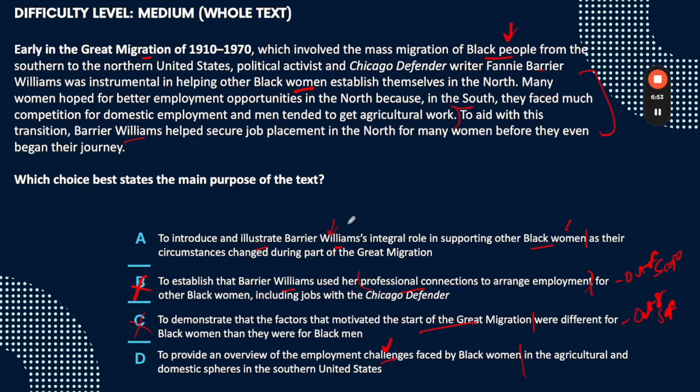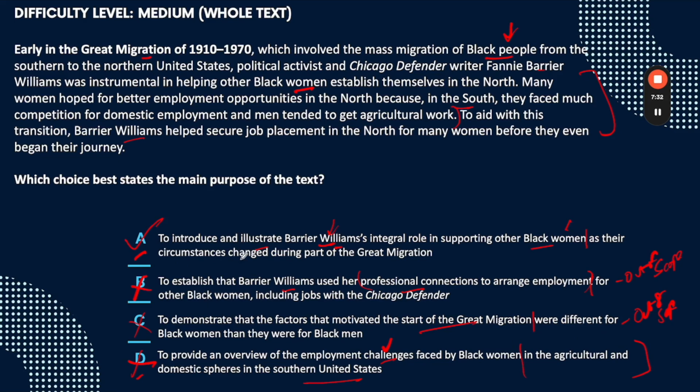We definitely want the name of Barry Williams in the option that we pick up because that's the topic. That is how important the topic of the text is. The purpose of the text will only make sense when the topic is part of the option. Now, if you look at the whole option choice D, to provide an overview of the employment challenges faced by black women in the agriculture and domestic spheres in the southern US. That's not the focus of the text. These challenges are being talked about because they want to talk about how Barry Williams came to the picture. And so you're left with A, that's the correct option.